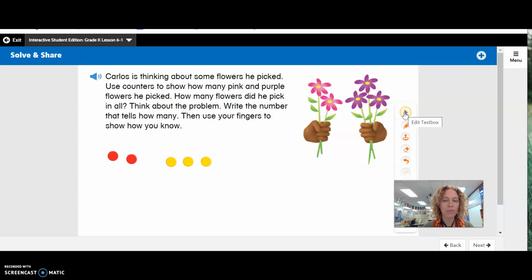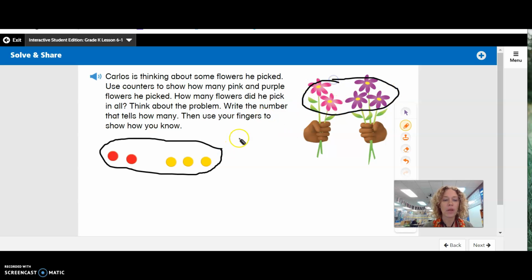Okay, and then I'm going to get my pointer out, and it says, how many flowers did he pick in all? So he has 2 pink flowers, and he has 3 purple flowers. How many all together? So what he needs to do is count all the flowers together. I'm going to circle all the flowers so we count them all. And it's the same as counting all the counters.